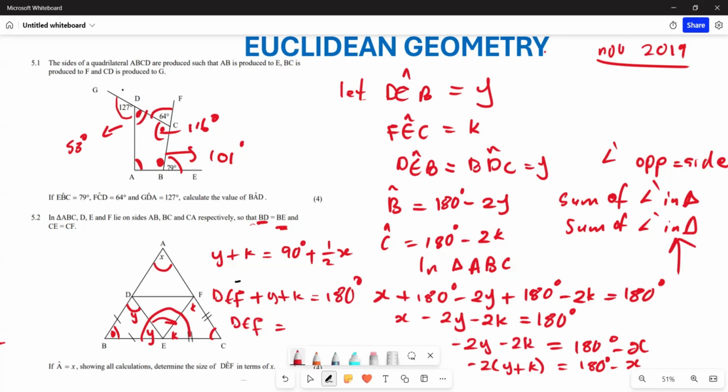So from here, I am going to say, look, my y plus k is given by what? Already I found out my y plus k is given by 1 over 2x plus 90 degrees. So I'm going to write this here, that this is 1 over 2x plus 90 degrees, which means when I transpose it this side, it is the same as 90 degrees subtract 1 over 2x.